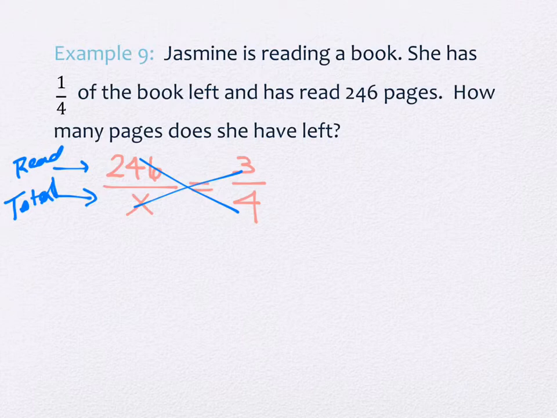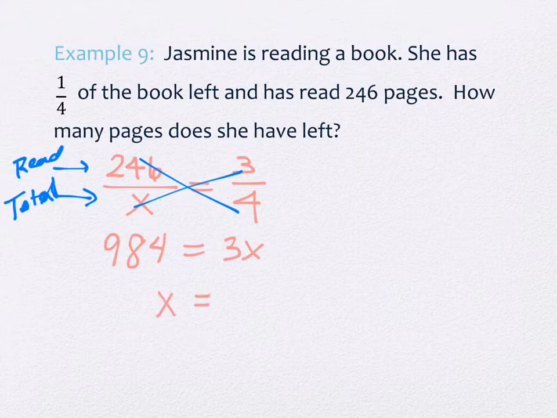So for the sake of time, what is 246 times 4 in your calculator? 984, okay. And then the other one is 3x. So what does x end up being? 328. Okay, now this is one of those cases where x is equal to 328. We need to make sure that we've answered the question that was asked. And have we? No. Not yet.